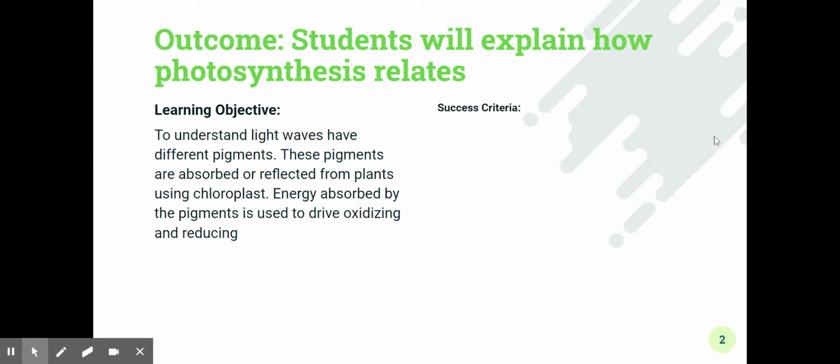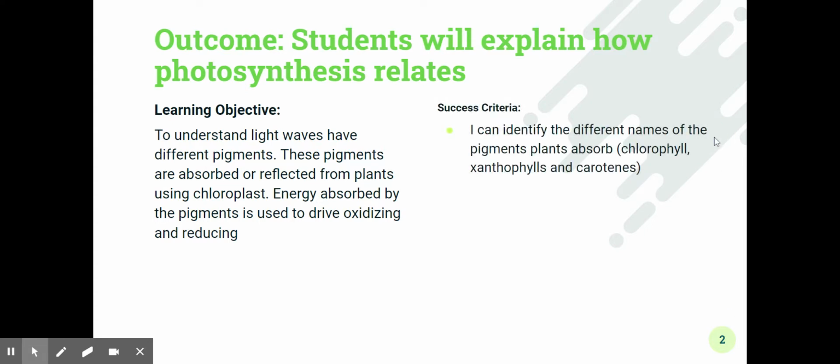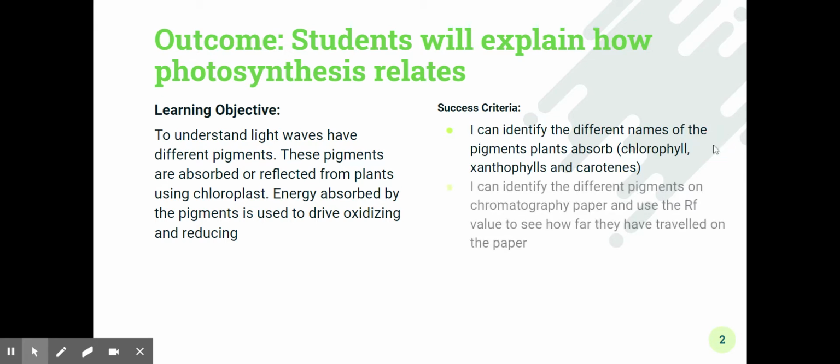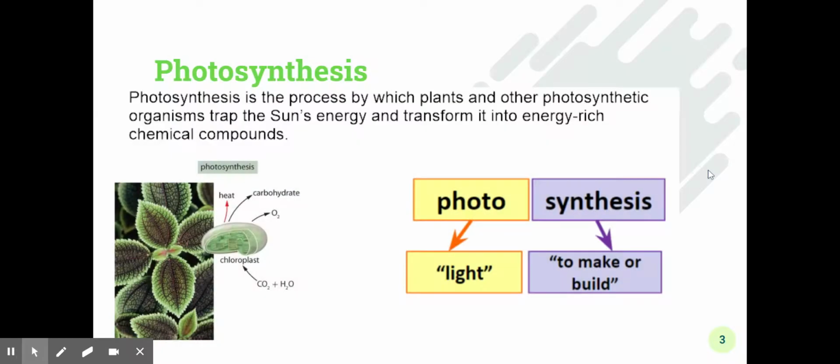How do I know that you've understood the lesson? Is you can identify the different pigments by name, such as chlorophyll, xanthophyll, and carotenes. You can identify different pigments using chromatography paper, as well as you can make an RF value to understand how far they traveled up chromatography paper.